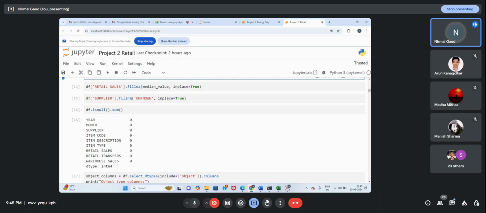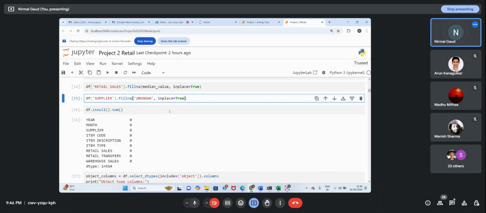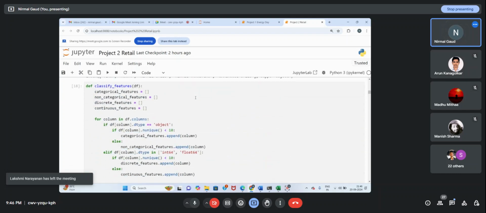And in supplier, I am having a few null values, like 33. I filled them with unknown. Here also I don't have any issue with filling with unknown. We can't use the mode because we don't know who the supplier is for those rows. So, unknown.